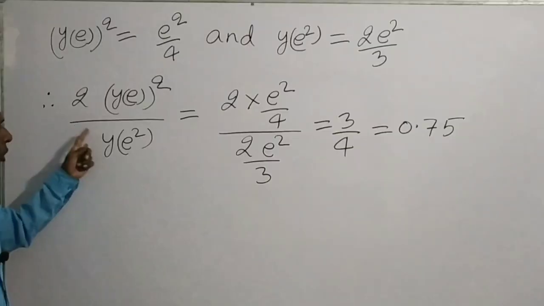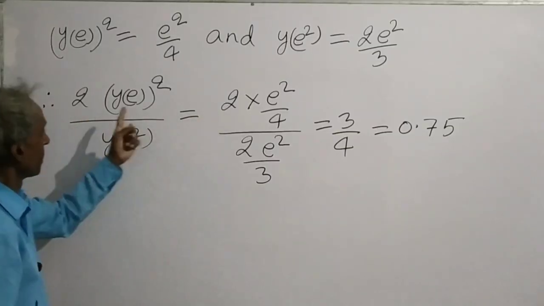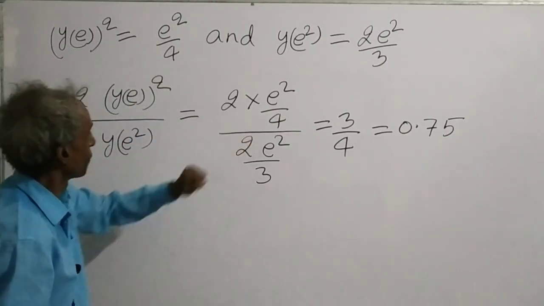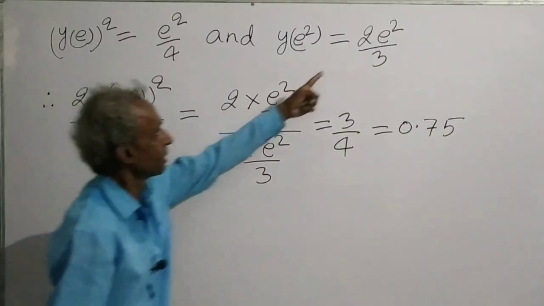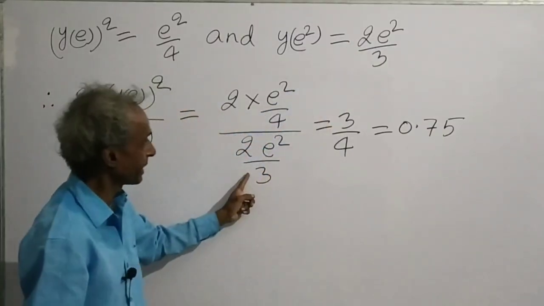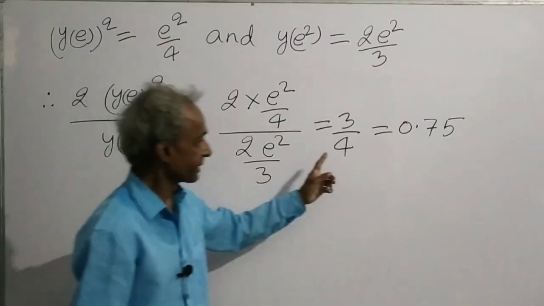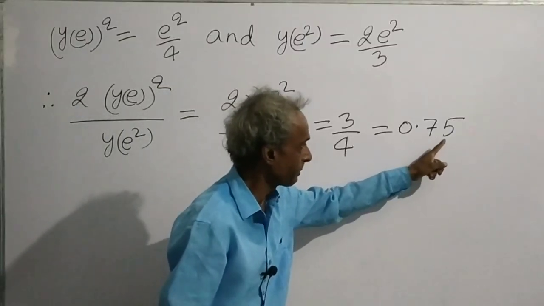Therefore, the value of this will be equal to 2 times the value of this, e square by 4, divided by the value of this, 2e square by 3. This is equal to 3 by 4, and 3 by 4 will be equal to 0.75.